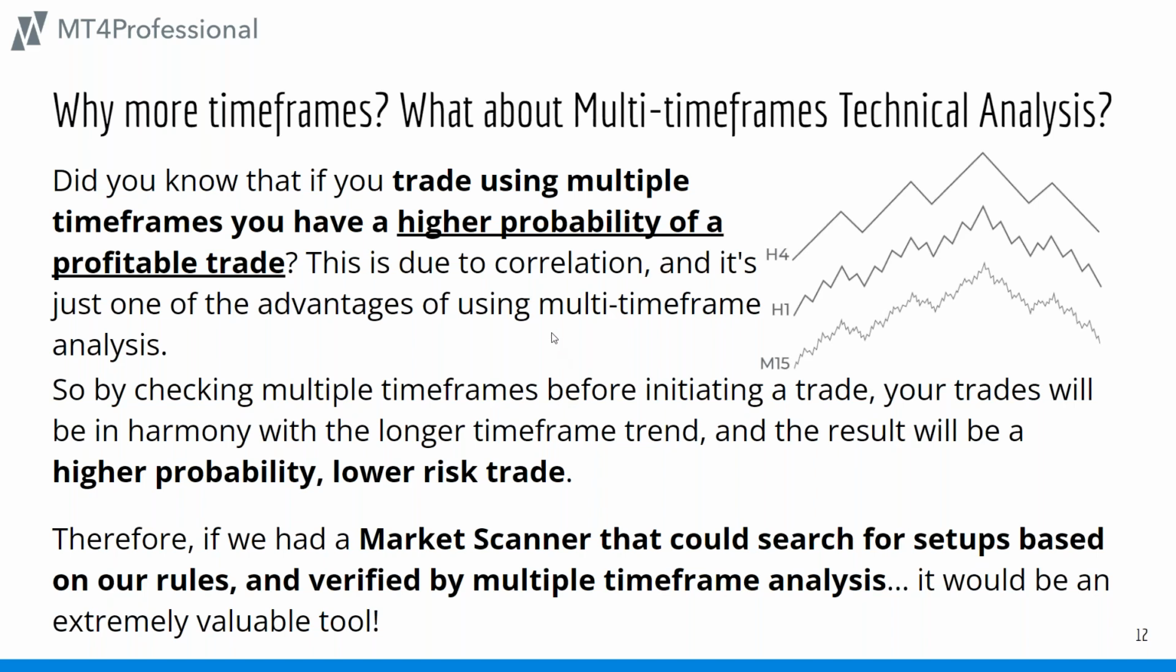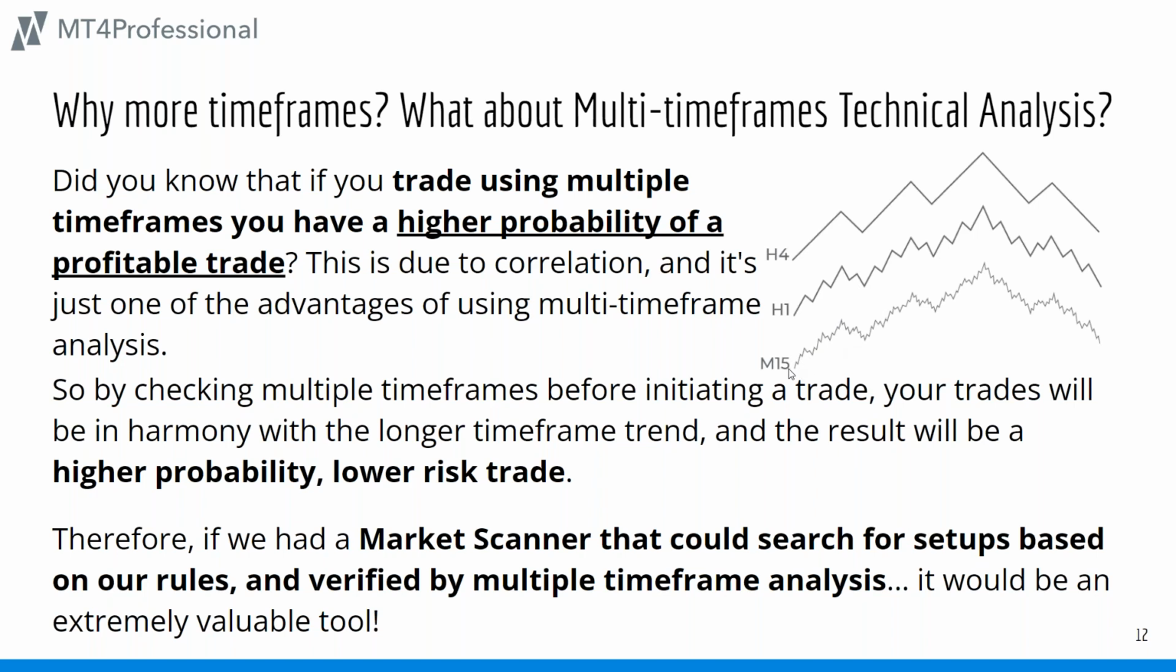So by checking multiple time frames before you initiate a trade, your trades will be in harmony with the longer time frame trend, and the result will be a higher probability, low risk trade. If you look at the chart on the right, you see three different time frame examples: a 15-minute, an hour, and a 4-hour. Notice the envelope of the 4-hour is relatively smooth with a few pullbacks. And the faster you go in time frames, the choppier or noisier the data that's presented.